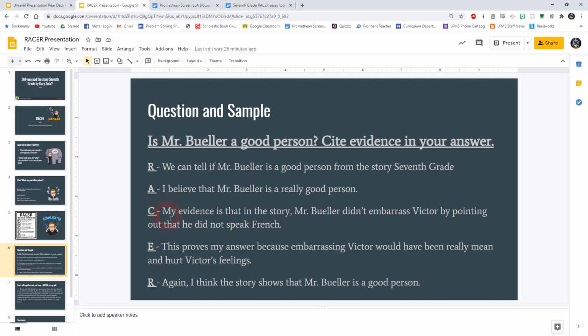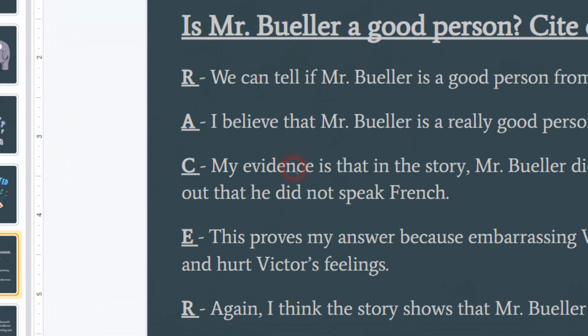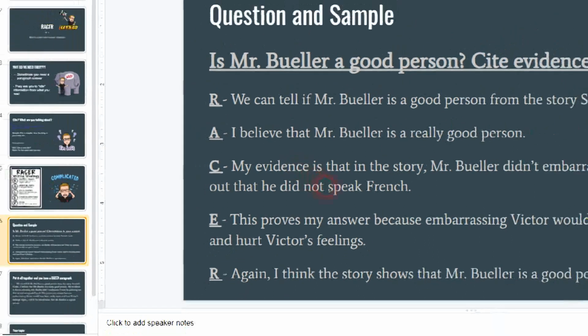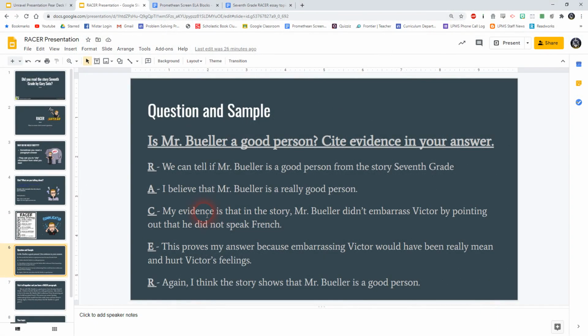C. My evidence is. You may use the phrase, my evidence is, all school year when you get a question like this. What is my evidence, by the way? My evidence is that in the story, Mr. Bueller did not embarrass Victor by pointing out that he did not speak French. When you read it, if you didn't, Victor pretends to speak French, and it's really embarrassing because the teacher knows he doesn't, and he could have called him out and embarrassed him in front of the whole room. The teacher did not do that, and that means that he's a good guy.